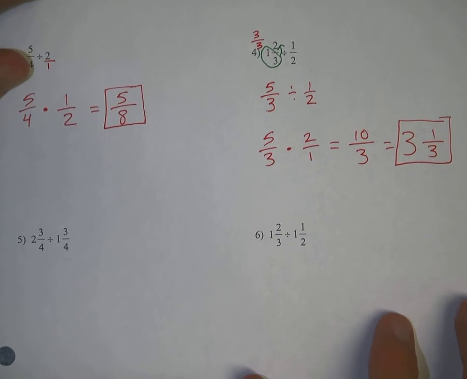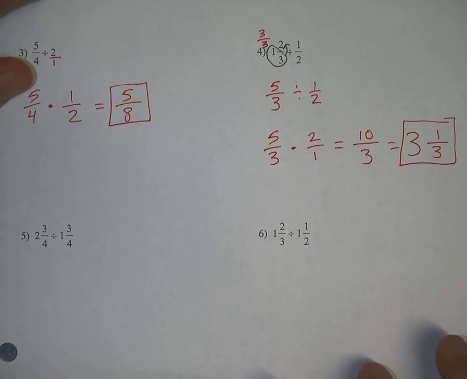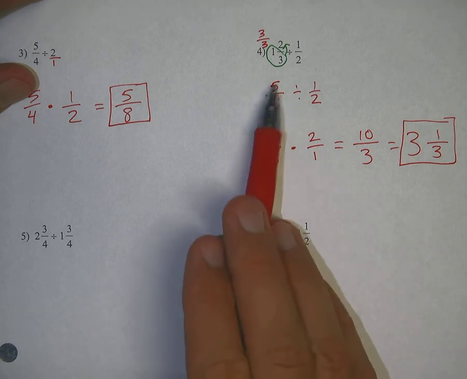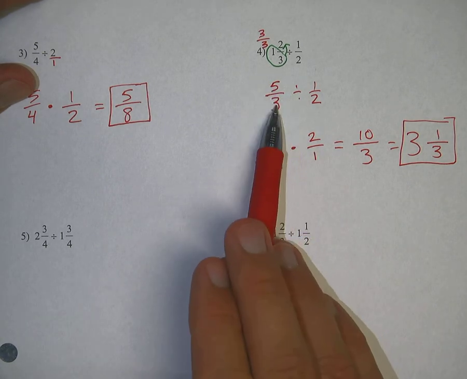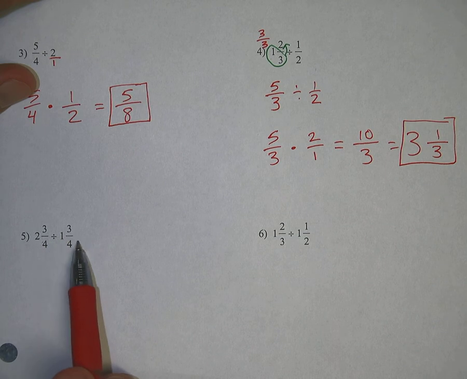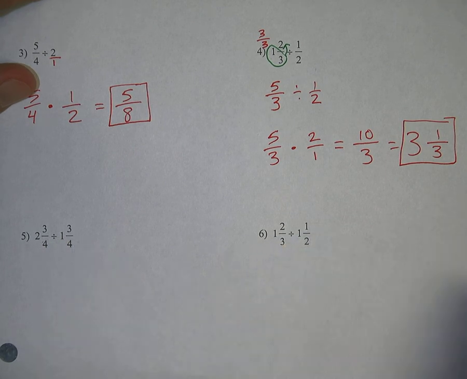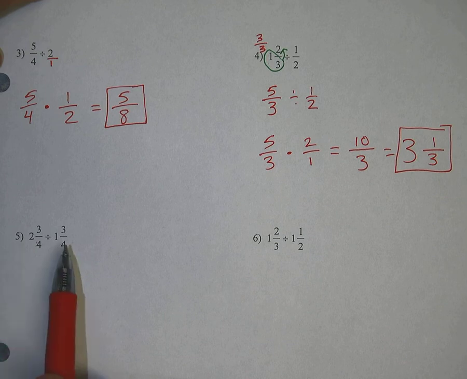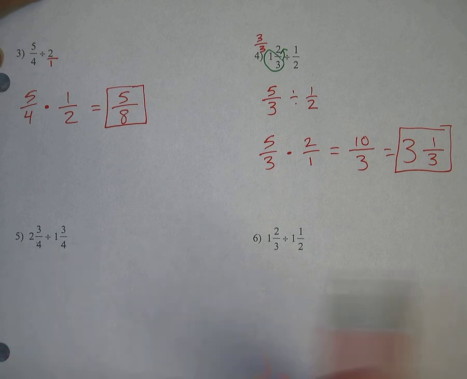All right, so these last two questions have two mixed numbers. So just like we converted this mixed number to an improper fraction, we need to do that to every single one of these before we can even worry about keep, flip, change. All right, so no mixed numbers. We're not dividing the mixed numbers. We're going to turn these into improper fractions.